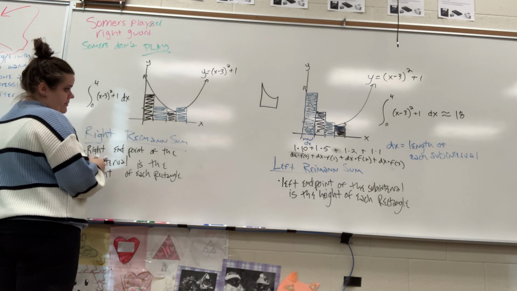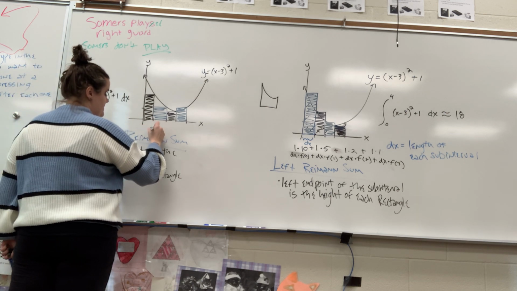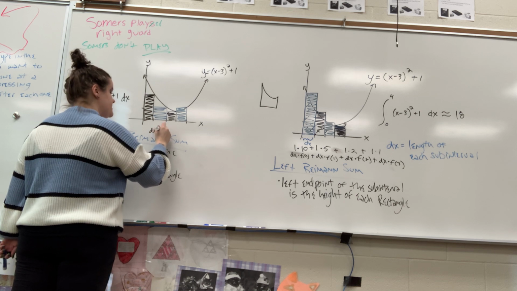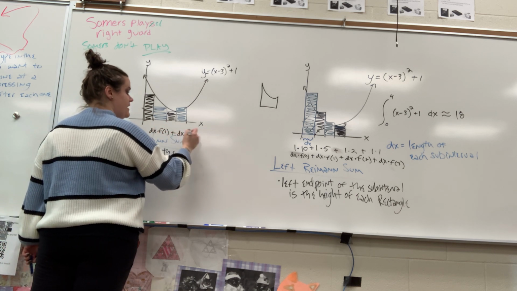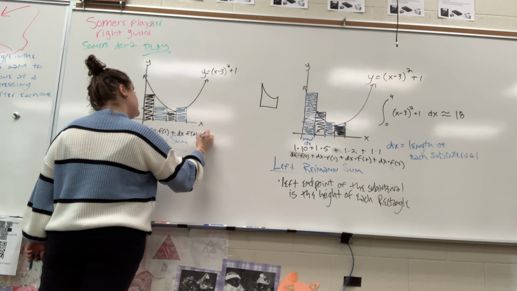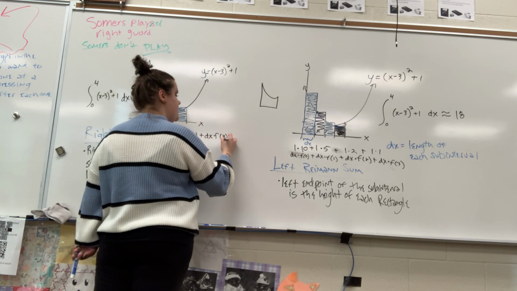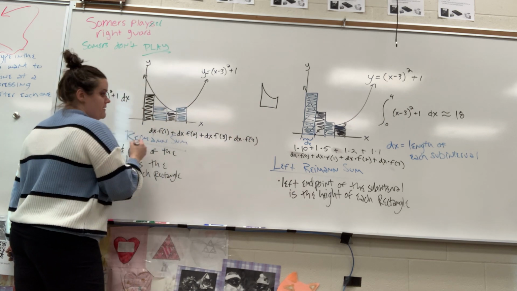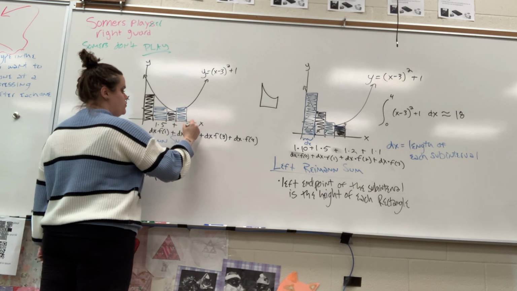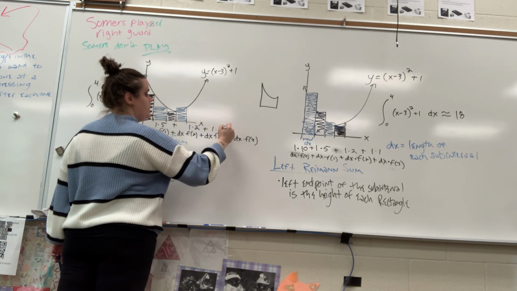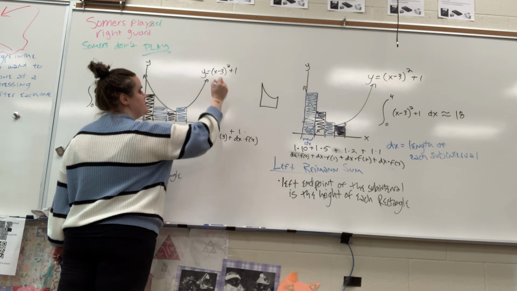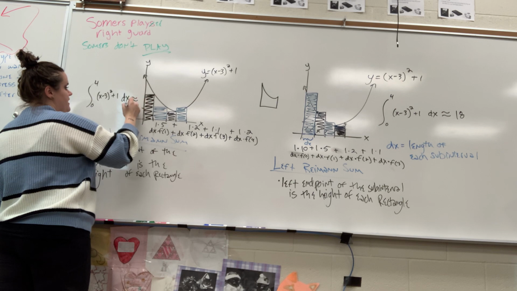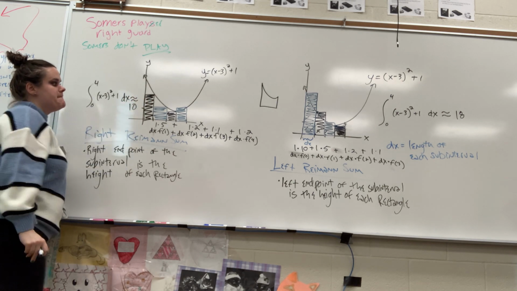So this one would be dx times f of 1 plus dx times f of 2 plus dx times f of 3 plus dx times f of 4, right? So 1 times 5 plus 1 times 2 plus 1 times 1 plus 1 times 2 again? Yeah. Okay, so this approximation would give us 10. Mm-hmm. Cool.